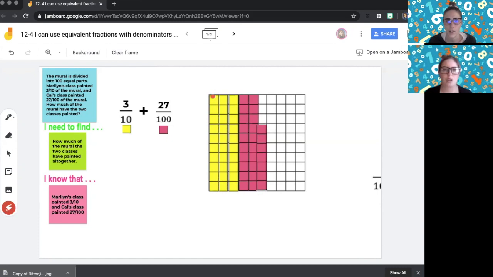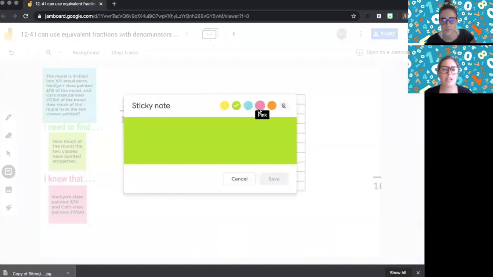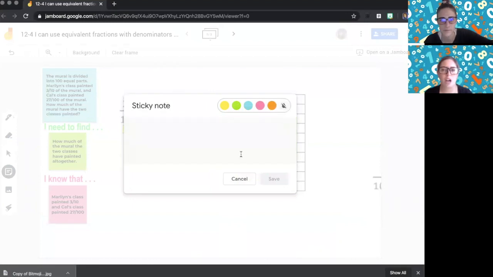Definitely. So 10, 20, 30, 40, 50, and then I know there's 51, 52, 53, 54, 55, 56, 57. So there's 57 shaded units on the hundredths grid out of 100 units total.